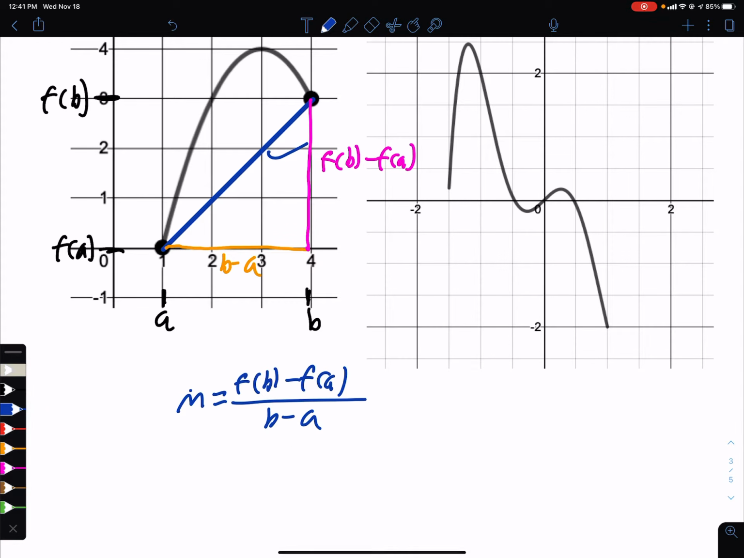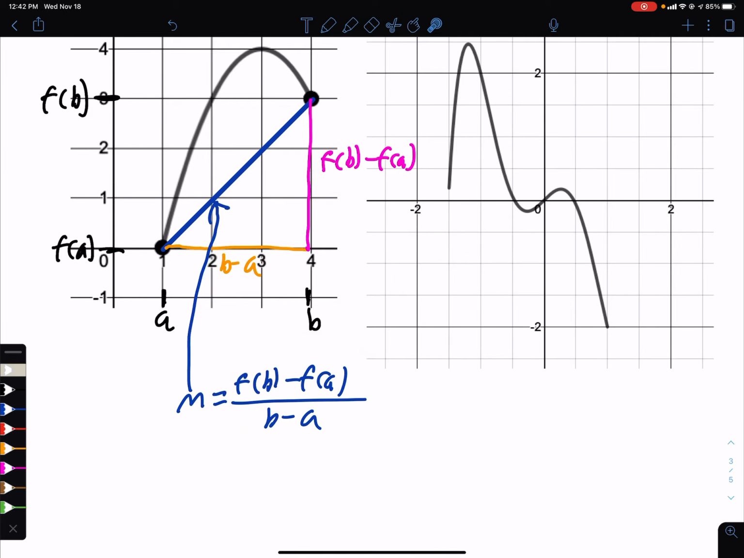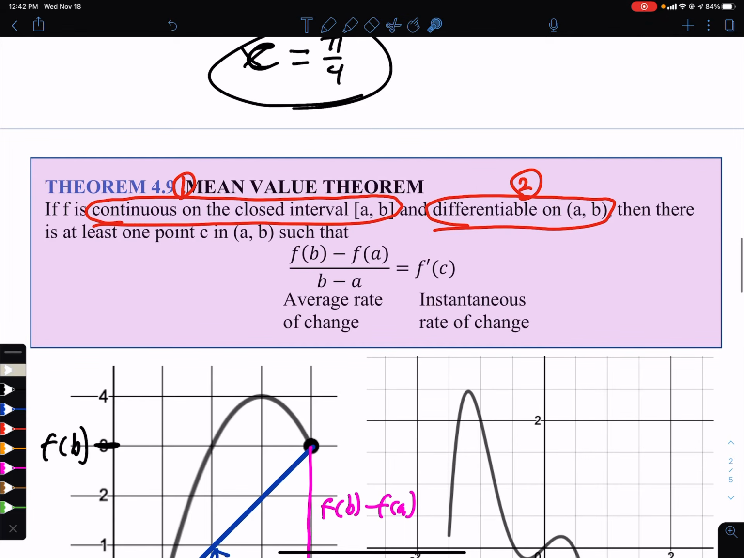So the slope of this line is rise over run. Here's a rise, here's a run. Look familiar? That's your famous formula for average rate of change. So the slope of the secant line is the average rate of change. So that is the slope of that blue line. Now, what are you guaranteed? You're guaranteed that the derivative at some point C will be equal to that. But what is the derivative? That is the slope of the tangent line, right?